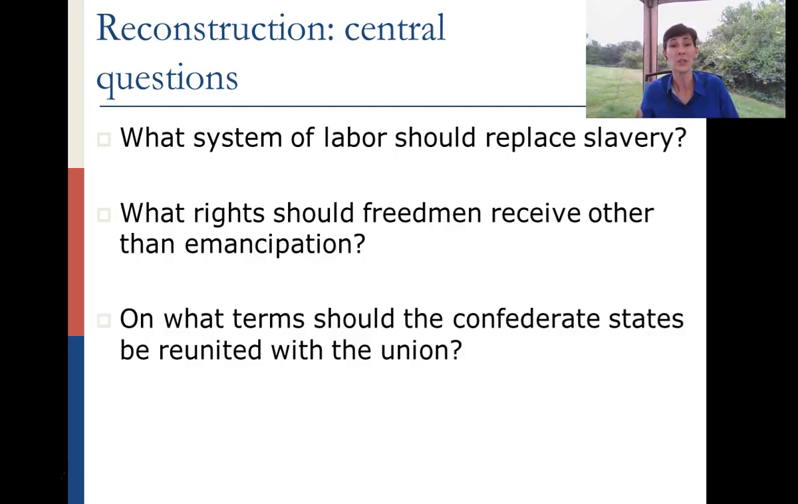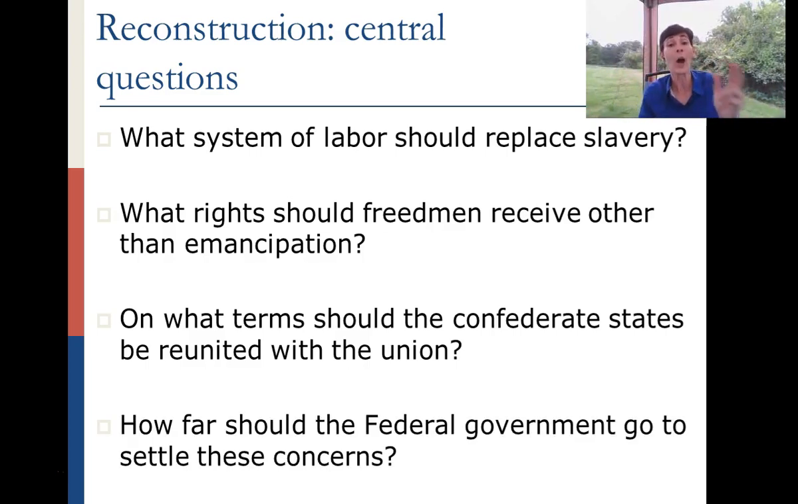And then you've got to somehow bring the Confederate States back into the Union. So on what terms should they be reunited with the Union? What are the requirements? Should they have to give something up? Should they have to do certain things? What things should they give up, and what things do they need to do? Very important question. And how far should the federal government go to settle these concerns? How much power and authority should the federal government have in either encouraging or, in some cases, outright forcing the South to capitulate, to agree to these issues?